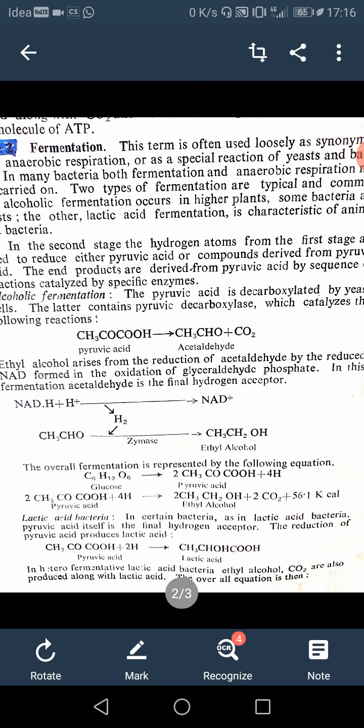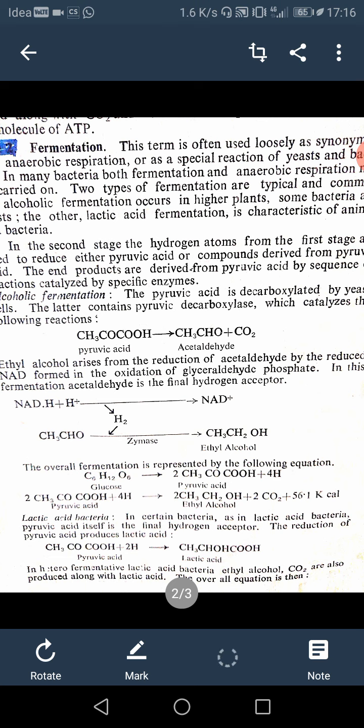In alcoholic fermentation, pyruvic acid undergoes decarboxylation in the presence of the enzyme carboxylase and then forms acetaldehyde. In the presence of the enzyme alcoholic dehydrogenase and the coenzyme NADH2, the acetaldehyde is reduced into ethyl alcohol. This type of fermentation is commonly called alcoholic fermentation. The other cases of fermentation are butyric acid fermentation and lactic acid fermentation.